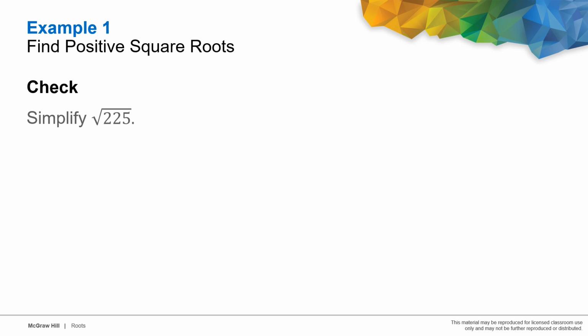So this is a check problem for you to solve. I'd like you to pause the video right here, and then you can try to do this one on your own. Pretty simple. Just use your calculator, and then resume the video to see the answer. All right. So the square root of 225 is 15, because 15 times 15 is 225.